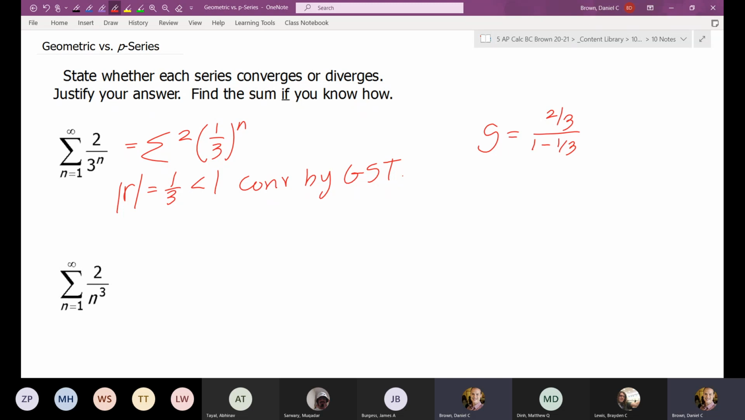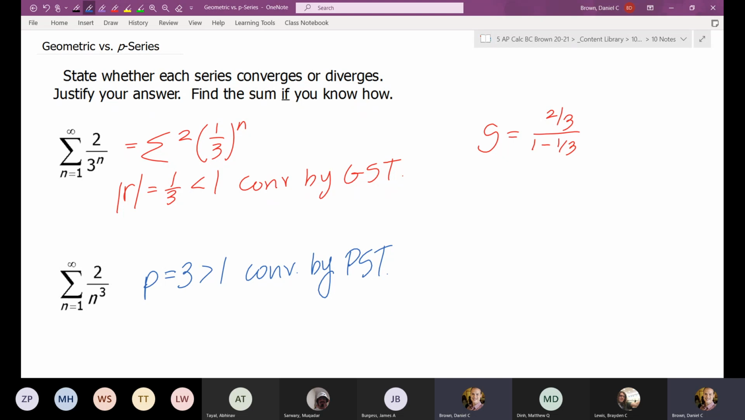n raised to a power. So again, similar justification. p would be equal to 3. Why is that important? That is greater than 1. Since p is greater than 1, what can we say about that series? Converges by p-series test.